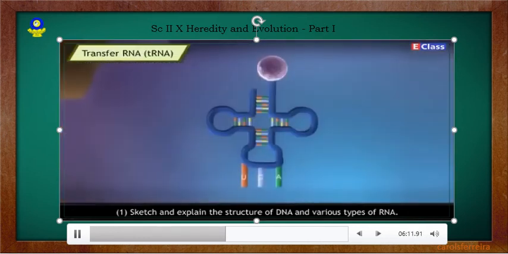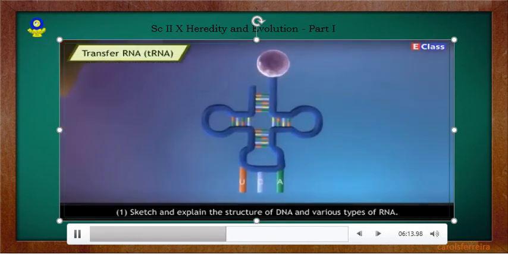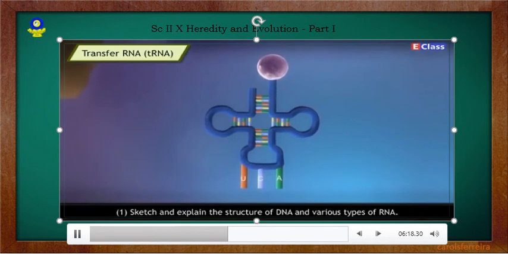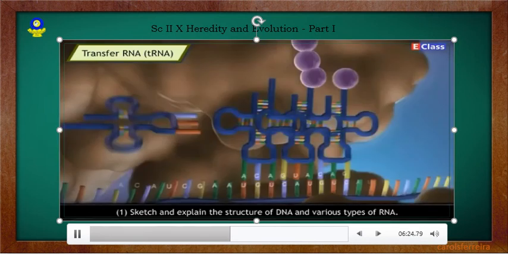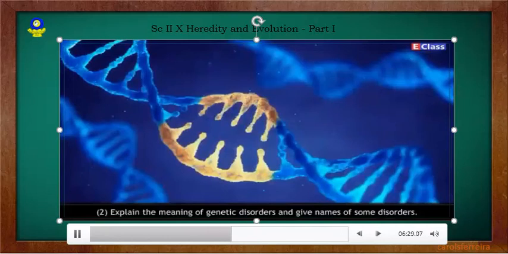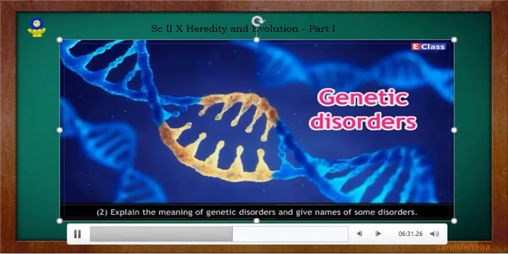C. tRNA. tRNA is present in the cytoplasm. According to the message of the RNA, it carries the specific amino acid up to the ribosomes as per the message coded on mRNA. Explain the meaning of genetic disorders and give names of some disorders.